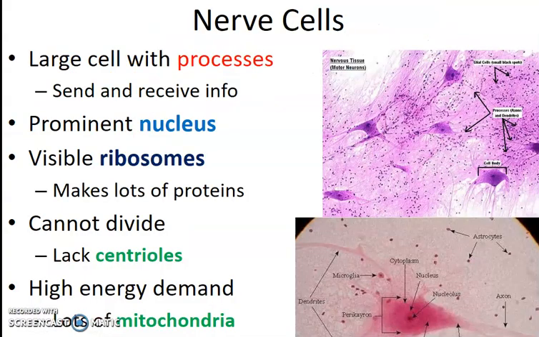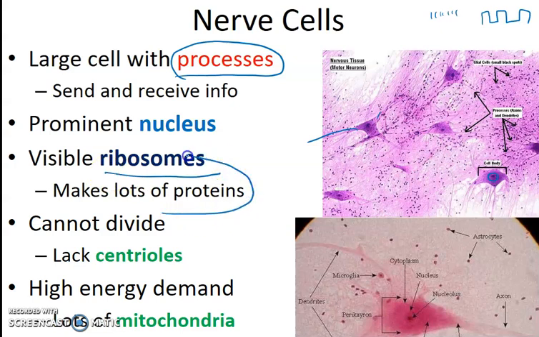So, nerve cells. They're large cells with processes. Remember we talked about cilia, which are appendages that move things. We talked about microvilli, which extend surface area. Well, these have processes that send and receive signals. They have a very prominent nucleus and nucleolus. What's the nucleolus make? Ribosomes. What do ribosomes make? Proteins.